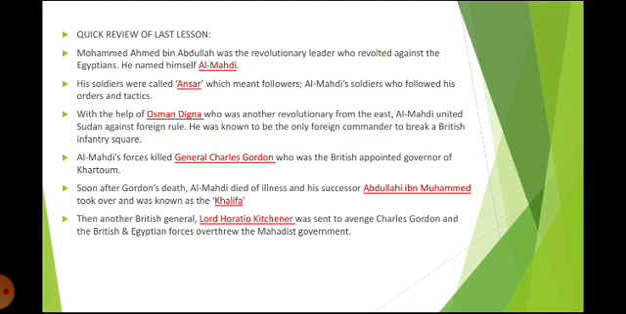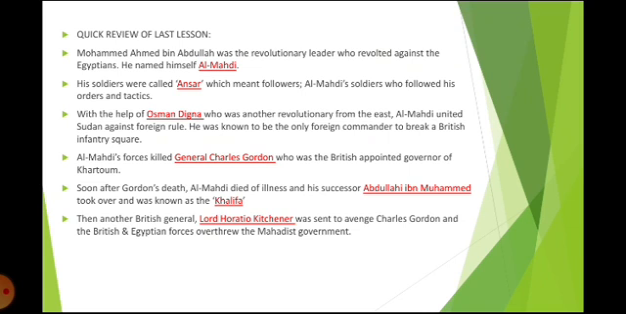So, we know that Muhammad Ahmed bin Abdullah was the revolutionary leader who revolted against the Egyptians, and we know that he named himself Al Mahdi. His soldiers were called Ansar, which meant followers. They were Al Mahdi's soldiers who followed his orders and tactics. And with the help of Osman Digna, who was another revolutionary from the east, Al Mahdi united Sudan against foreign rule. He was known to be the only foreign commander to break a British infantry square.